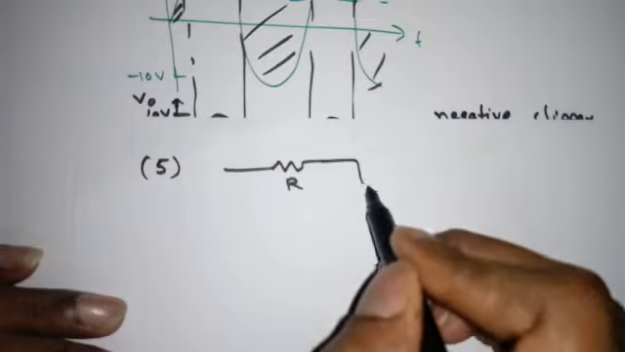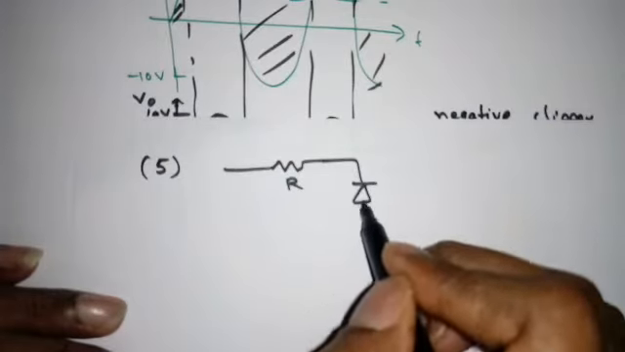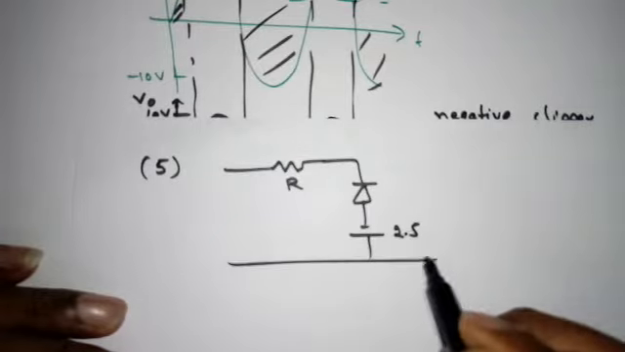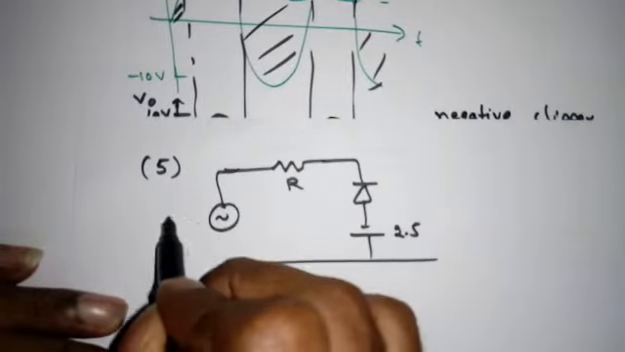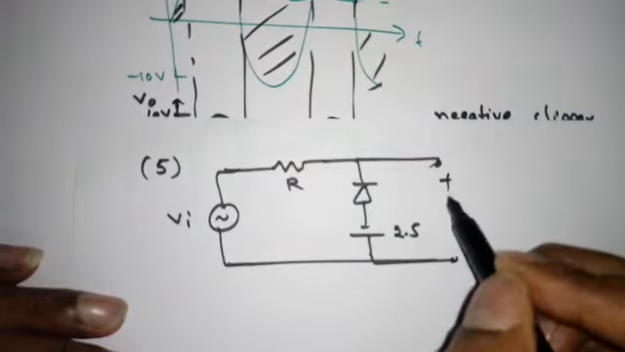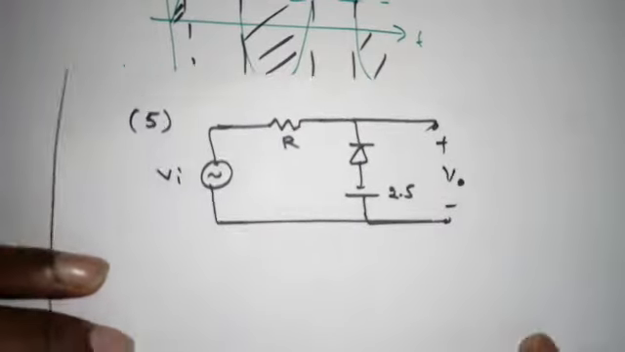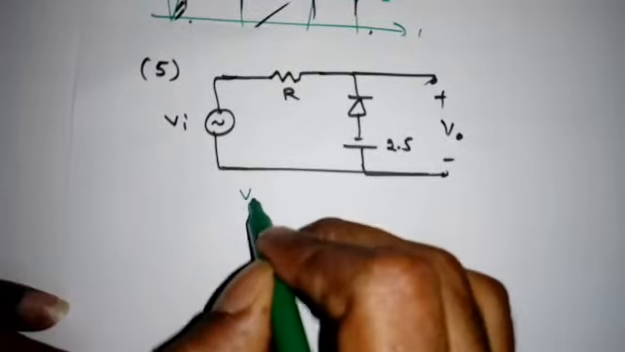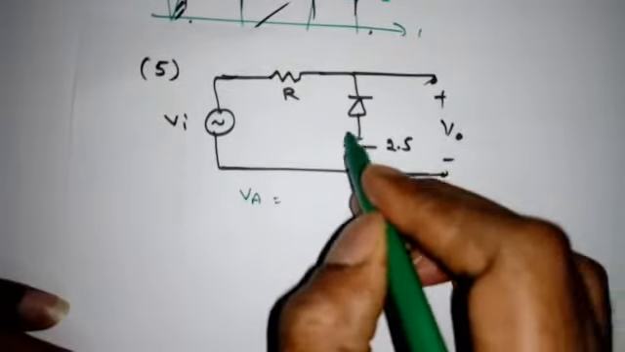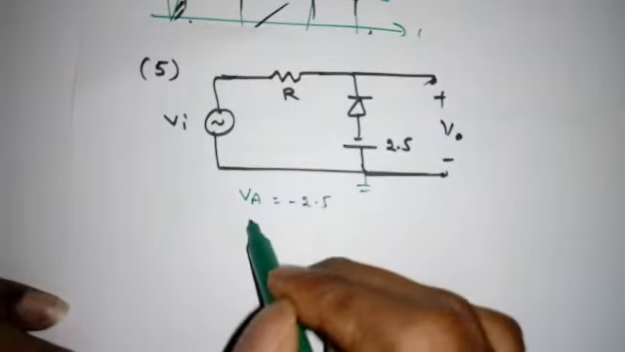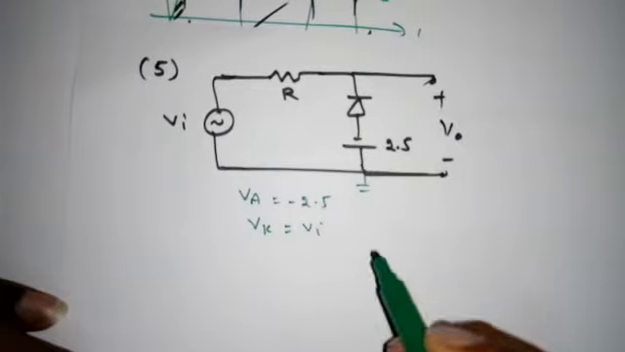This is R. This is the diode. If the reference voltage is, suppose the same, I will take minus 2.5 volt. This is the VI, the same signal, minus 10 to plus 10. This is V0. Right? Now the same approach. What is VA? Now see, it is connected to ground, minus 2.5. And what is VK? It is VI only.